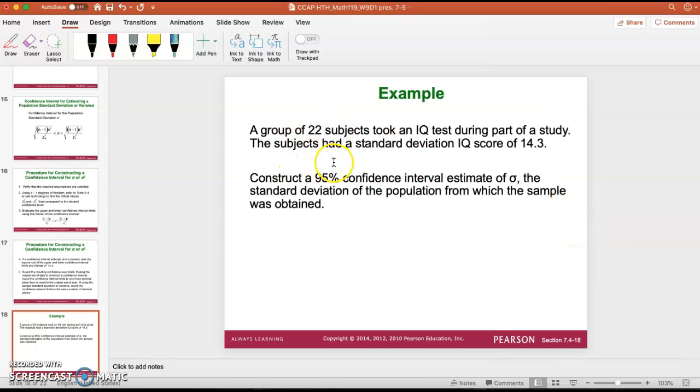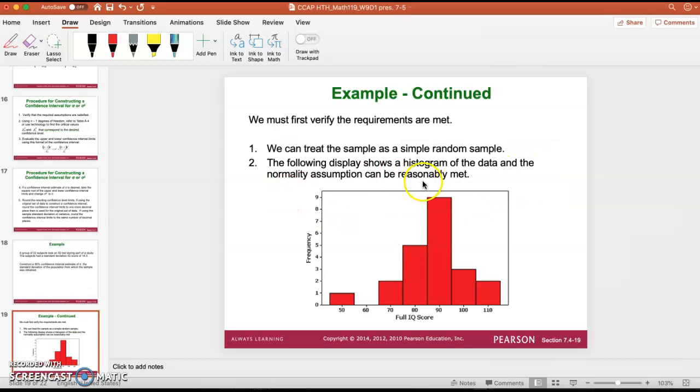So for example here, suppose a group of 22 subjects took an IQ test during part of a study. Now the subjects had a standard deviation IQ score of 14.3, so that's our sample standard deviation. Then we're going to construct a 95% confidence interval of the population standard deviation there. We're going to treat this as a simple random sample, and suppose this is a distribution of those 22 IQ scores. Then it looks like that's about normal, roughly. Just one little bit of outlier here, so that's not too bad. That'll be close enough for normal that we can use this.